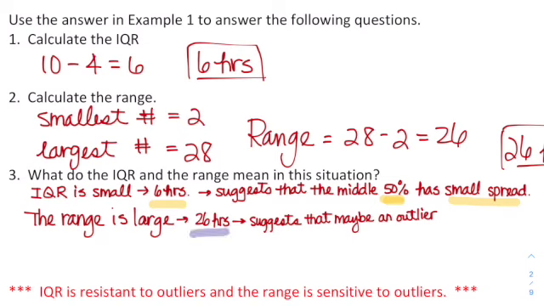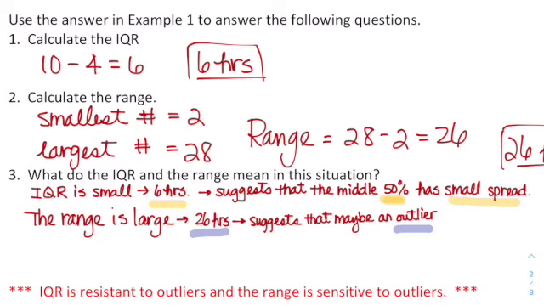That suggests maybe there's an outlier. That means somebody who really studied really hard, because 26 compared to 6 is a huge difference. So somebody studied way longer than most other people. So that's why it's an outlier. Remember, outlier is something that's really extreme data that you're not sure what's going on.